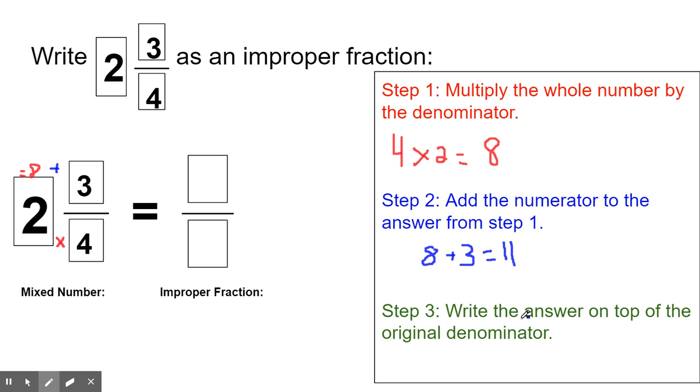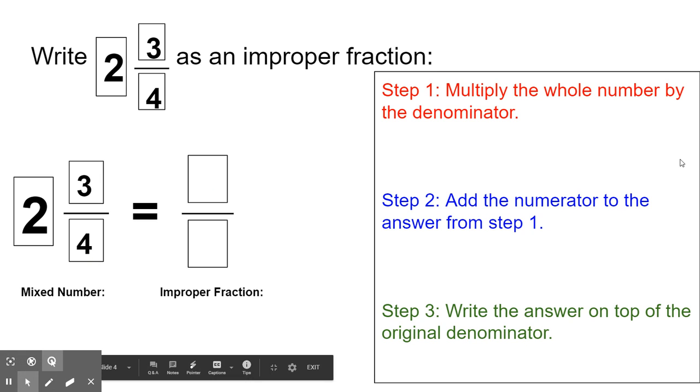Now, step 3, write your answer on top of the original denominator. 11 was our answer, so we're going to write 11 on top of our original denominator. And our original denominator was 4. We know the denominator is the bottom number. So 2 3/4 is equal to 11/4 as an improper fraction.